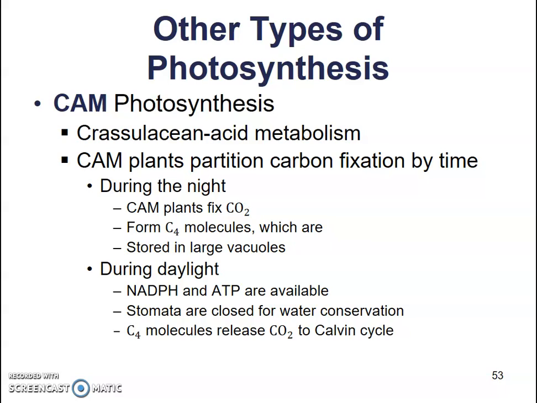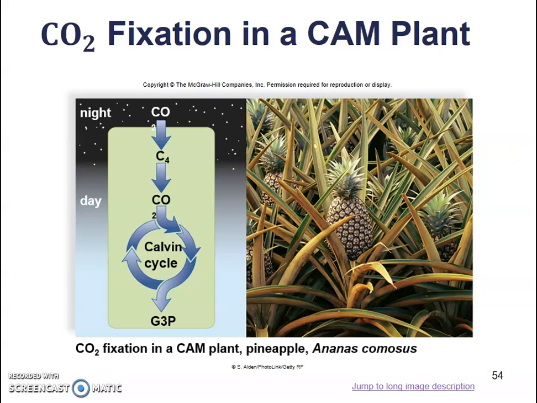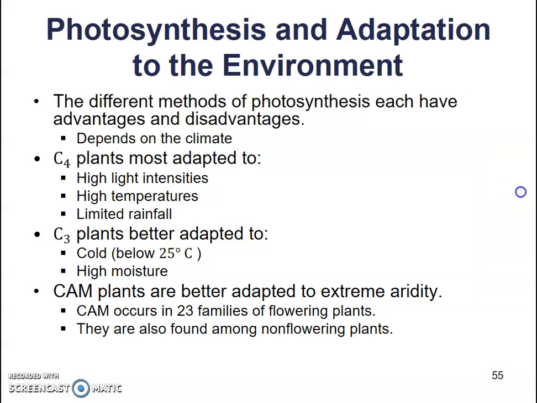During the night, they fix carbon dioxide to form C4 molecules, which are then stored in large vacuoles. During the daytime, when the sun is shining, NADPH and ATP are available, but the stomata are closed for water conservation. So the C4 molecules release CO2 to the Calvin cycle. Here we have some CAM plants. Pineapples are an example of a CAM plant that divide the parts of photosynthesis by time. They do part at night and part during the daytime.